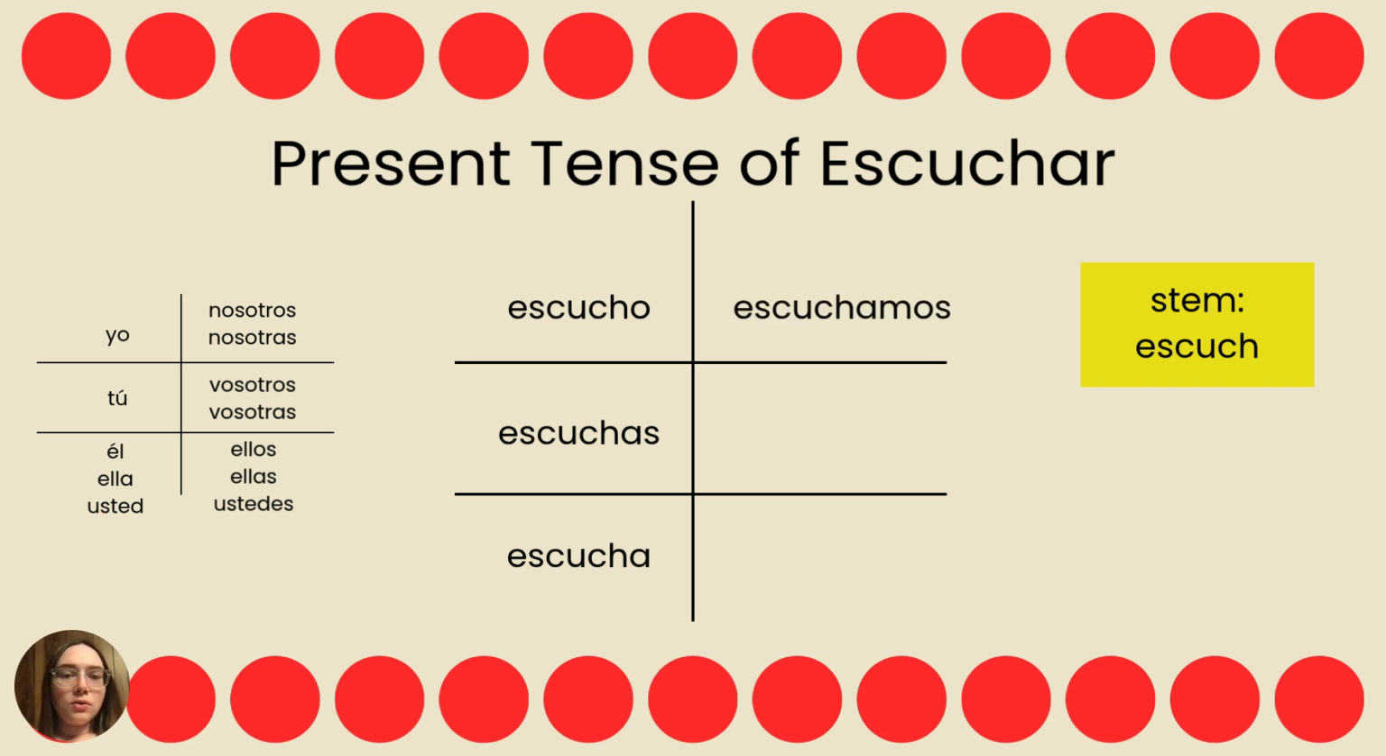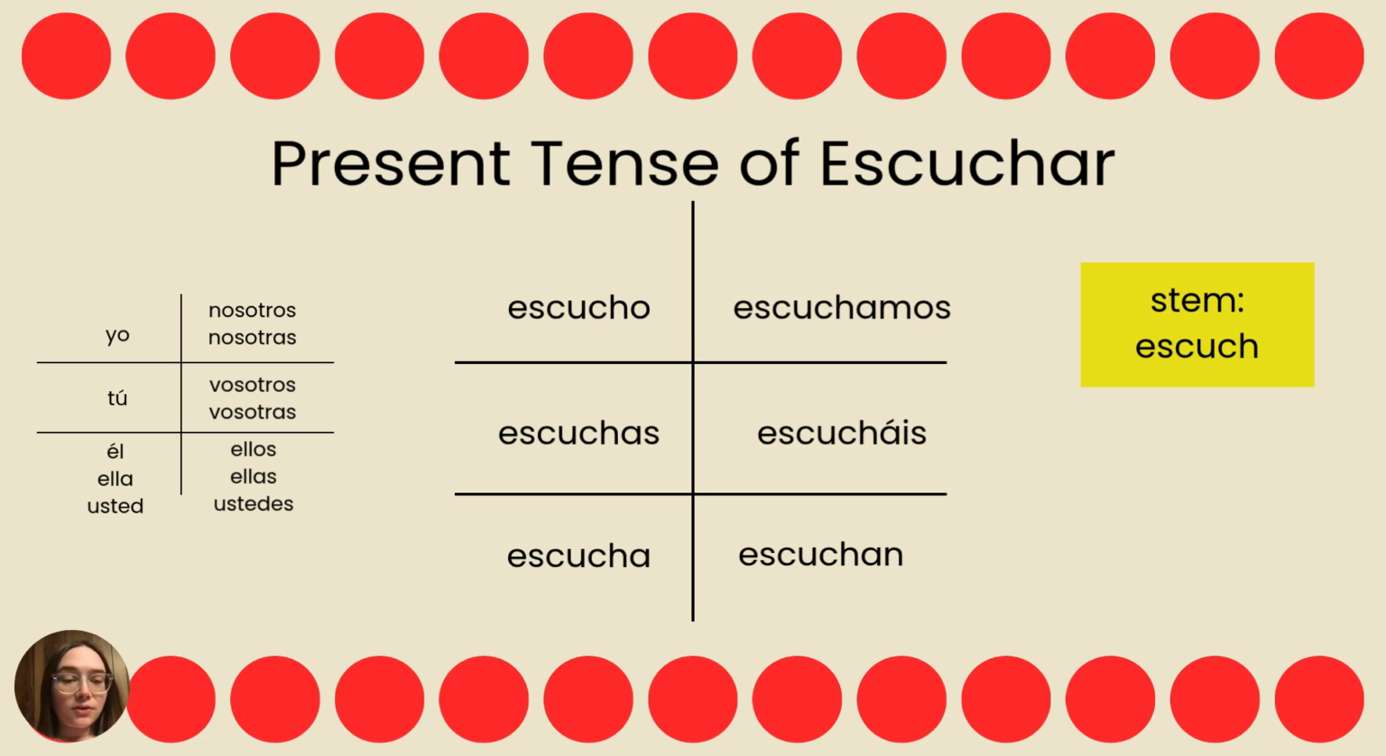Nosotros escuchamos. Vosotros escucháis, vosotras escucháis. And then ellos escuchan, ustedes escuchan. So do you see, this is our first example here about how we have the stem, we add the endings, and they make the word.